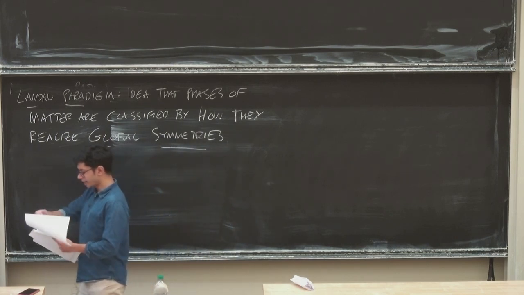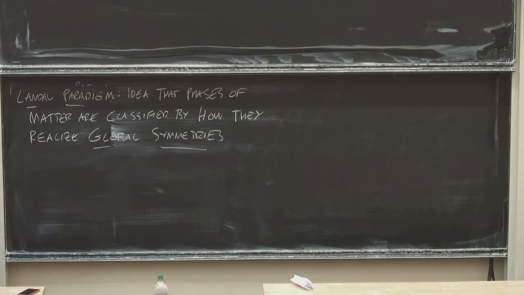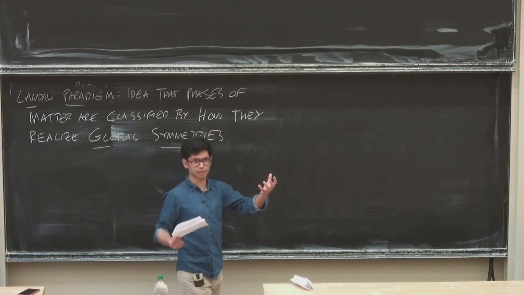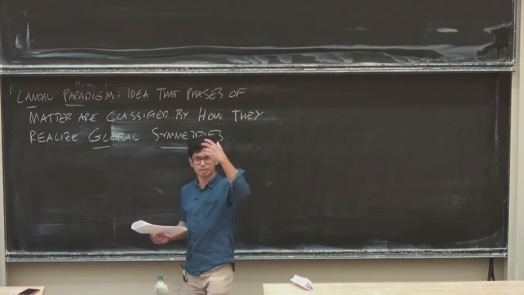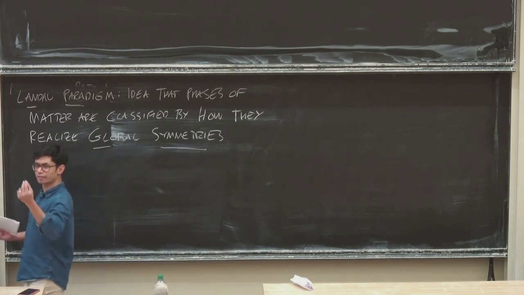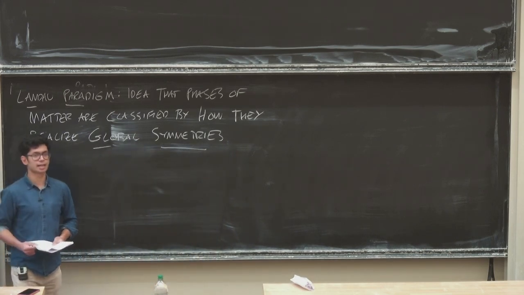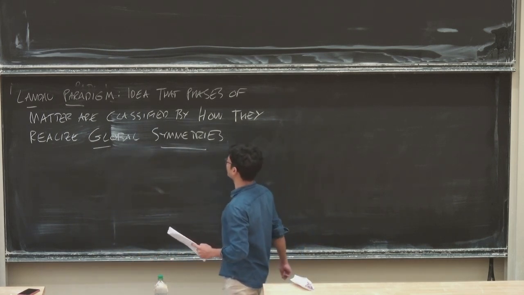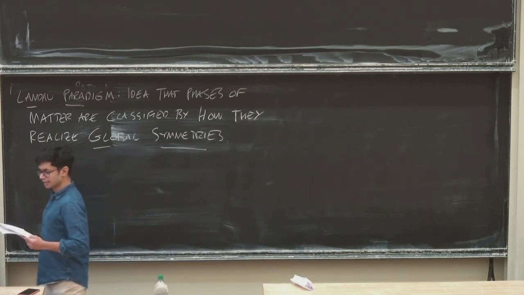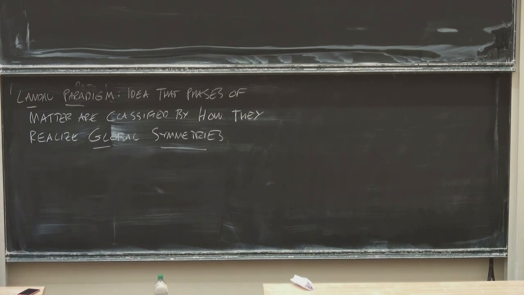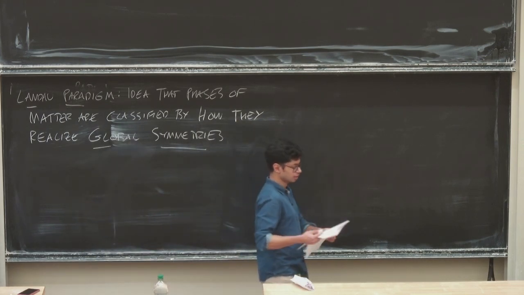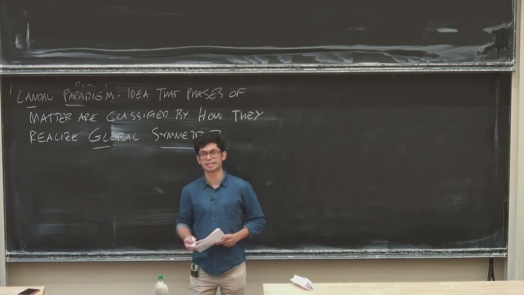So before the break, I had basically been arguing to you that there are different sorts of things that can happen. You have global symmetries. They can be broken. They can be spontaneously broken or unbroken, or you can have a phase transition between them. And this is a good way to think about things, is what I was saying. And indeed, this is the idea behind the Landau paradigm. The Landau paradigm tells us that phases of matter can be classified by how they realize global symmetries. Okay? So let me now give you a few examples.